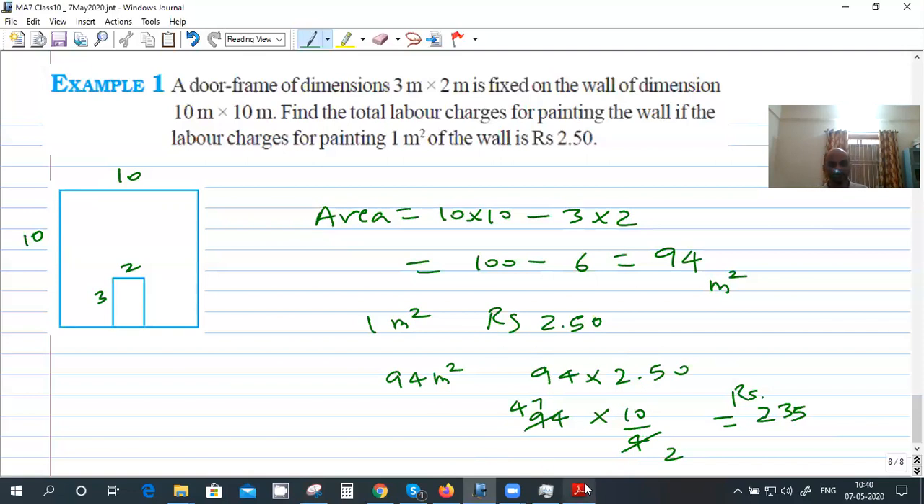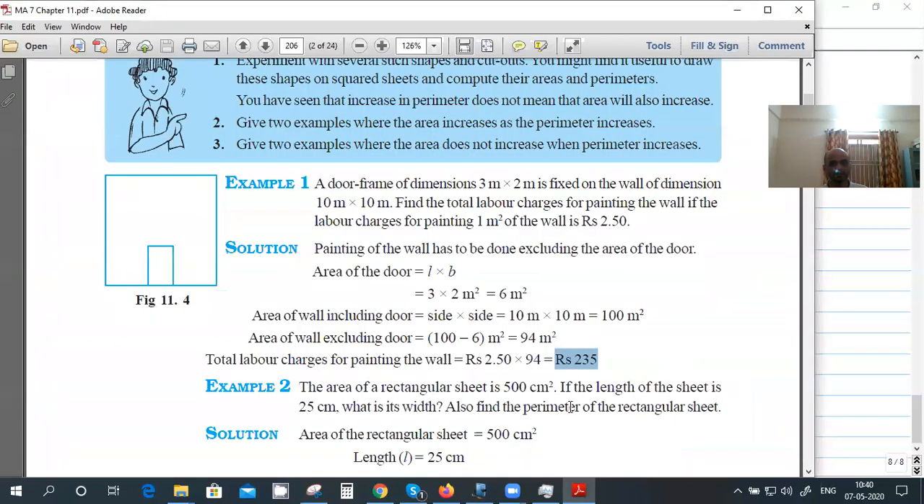Yes, sir. So you made a mistake. What is the mistake you made? Sir, I wrote 4, but it looked like 7. Okay.